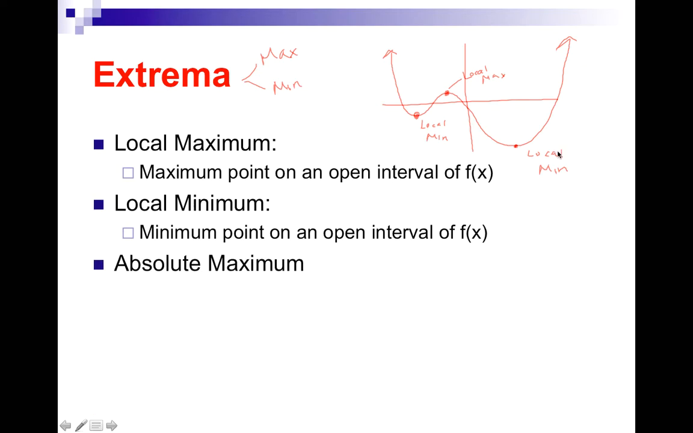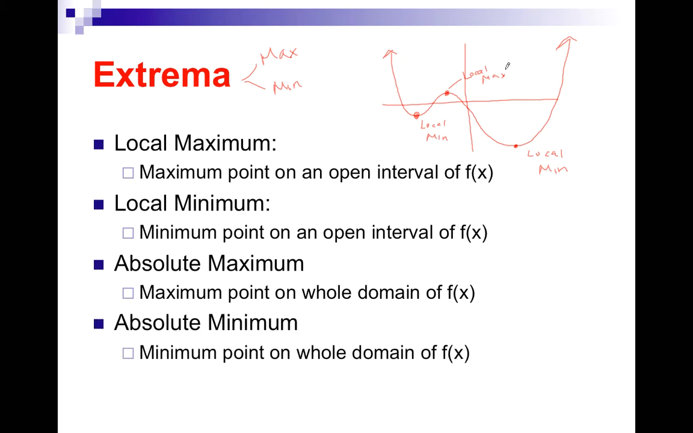But we do have these things called absolute maximums. Absolute maximums being the very highest point, or the maximum point, on the entire domain. Now in this particular function that I graphed, there is no maximum point because this keeps going up and this keeps going up. So therefore there is no absolute maximum, but there is an absolute minimum. This right here, this particular minimum, is also called the absolute minimum.